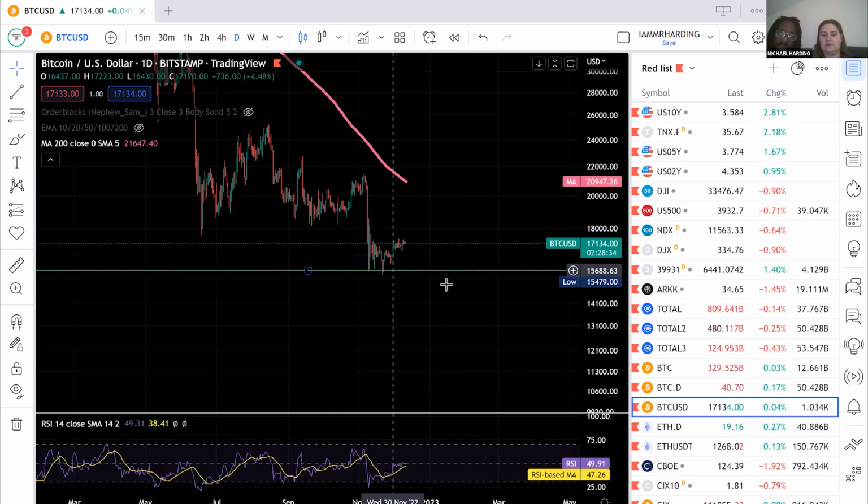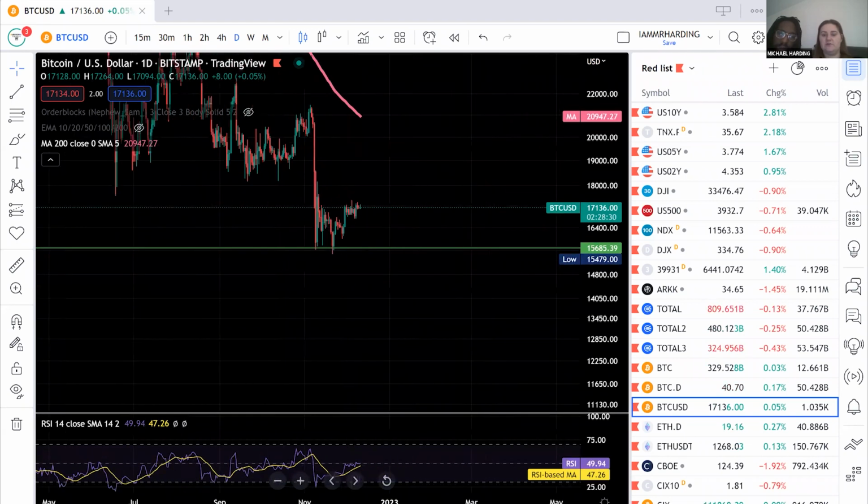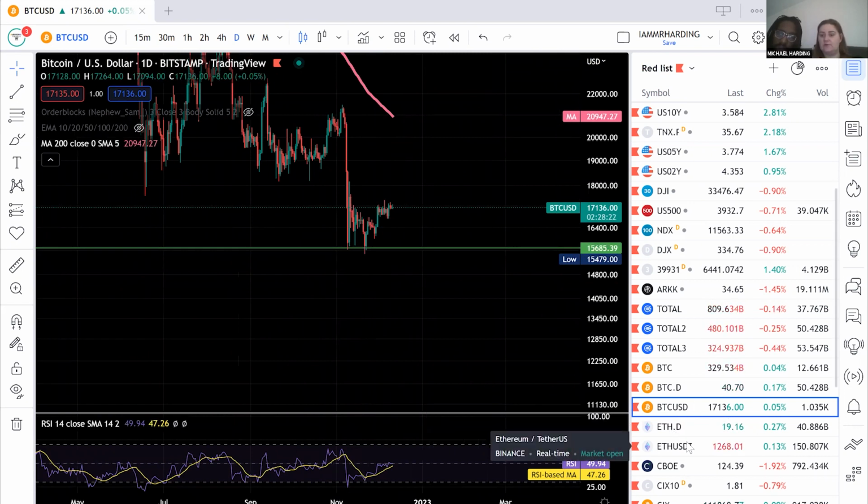Zoom in just a little bit more. It's created a little support. It's not a strong support, but yeah, it is one. Okay, let's move on to ETH. I did want to just compare that to the S&P 500 if we go and take a look at it.